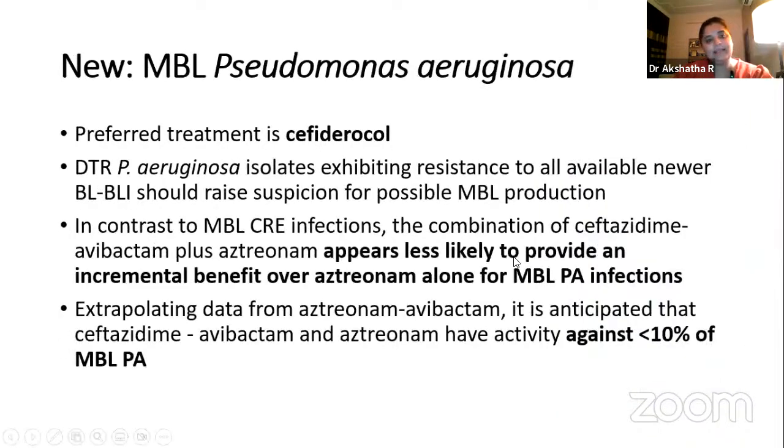So coming to the guidance, this time they've added a treatment of choice for MBL Pseudomonas aeruginosa, and it is not ceftazidime-avibactam plus aztreonam. There are very, very limited studies available. The panel is suggesting that there is no added effect or incremental benefit of using ceftazidime-avibactam plus aztreonam over using aztreonam alone. And there is preliminary data from the aztreonam-avibactam study which has shown that this combination may not be effective, and it can be effective only against less than 10% of the MBL. So what are we going to use then? Cefiderocol can be used, and in countries like India we don't have the availability.